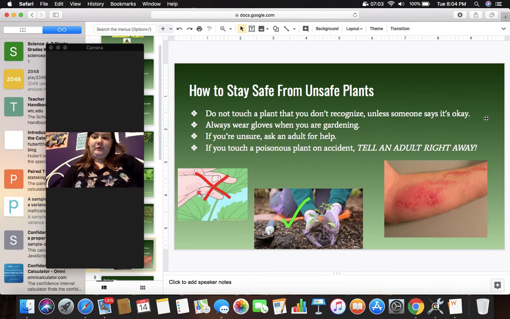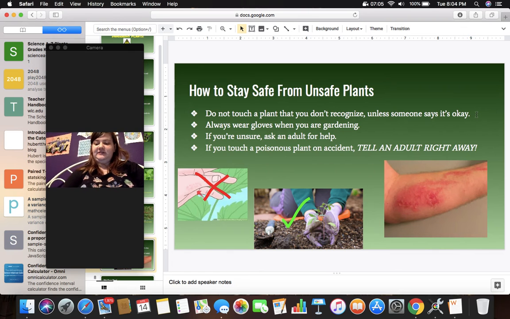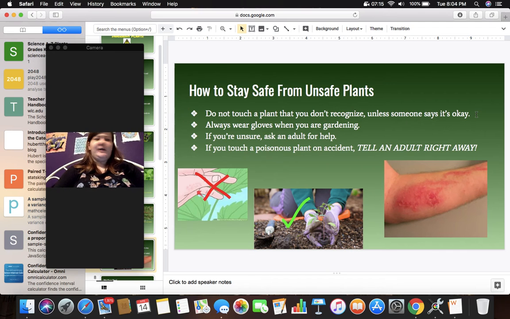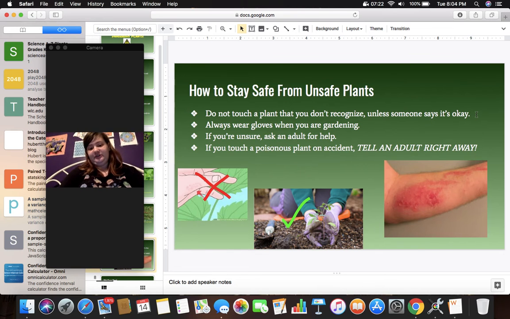So, let's say you're walking through the park with your mom again, and you say, "Hey, Mom, that's a really cool plant. Can I touch it?" And if your mom says yes, go ahead and touch it, then that's okay. But if your mom says, no, I don't think you should touch that plant, or I'm not sure, then you probably shouldn't touch it because it could hurt you.